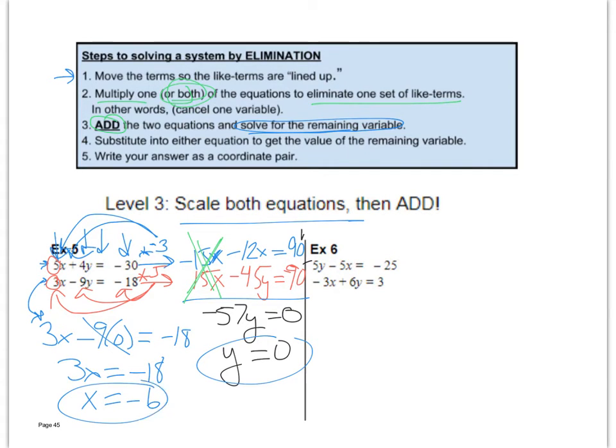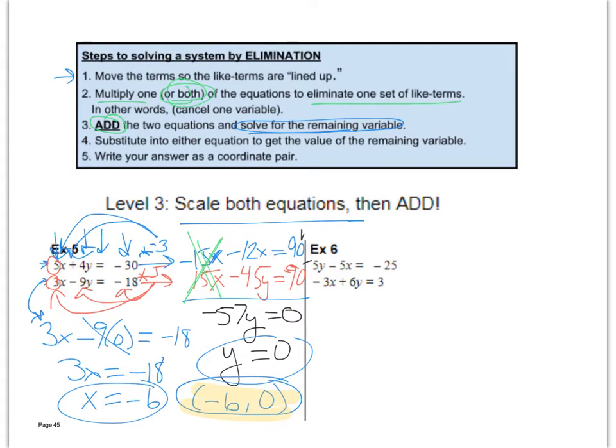So now I have my answer. I just have to put it all together. Remember, this is one big answer. X is negative 6. Y is 0. It means the point on the graph where both lines intersect. So it is important that you actually write them together. They're not two separate answers. It's one answer that is one point on a graph.